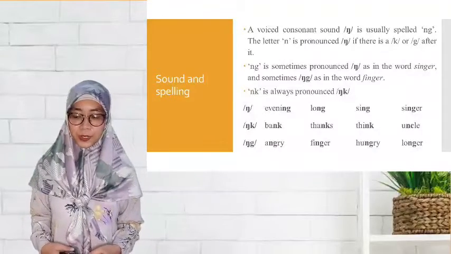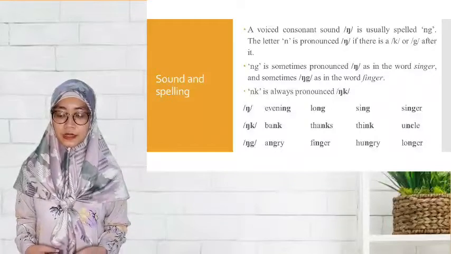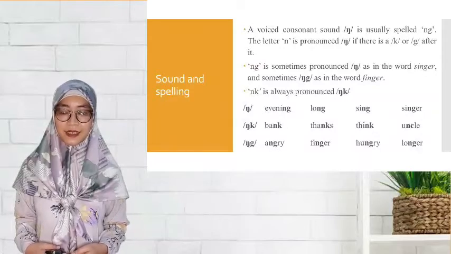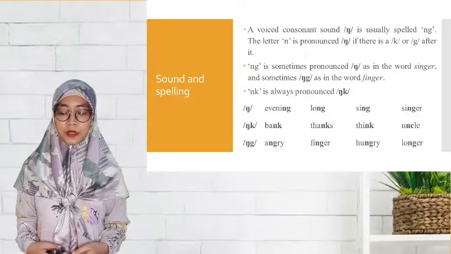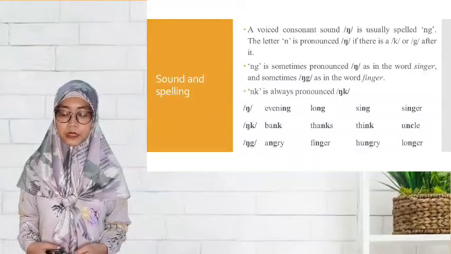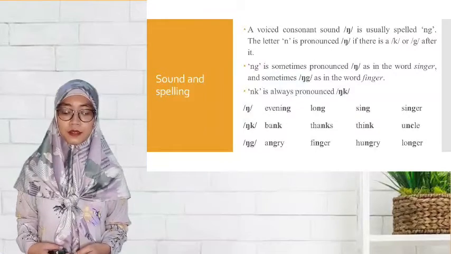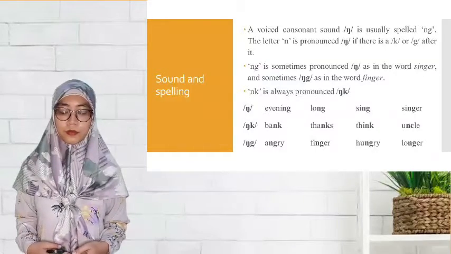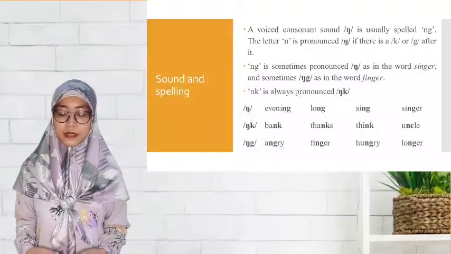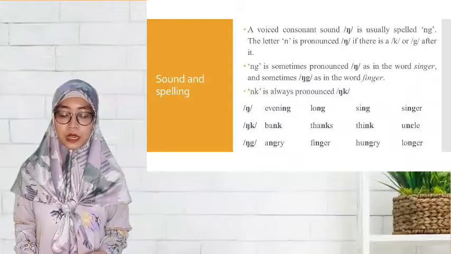Let's see some examples. For the ng sound, you might find it in the words evening, long, sing, and singer. But for the ngk sound, you might find it in the words bank, thanks, think, uncle. And for the ng-g sound, you might find it in the words angry, finger, hungry, longer.